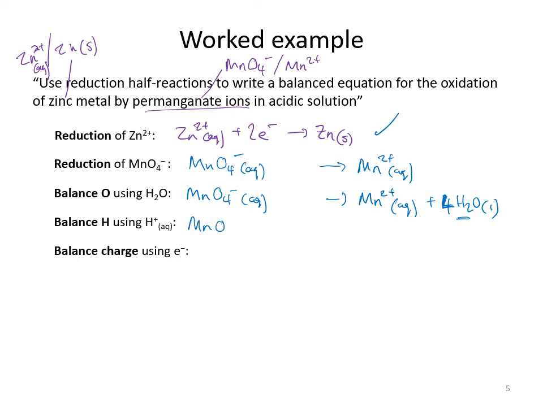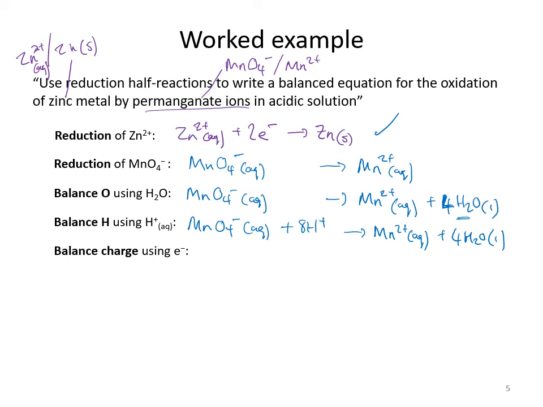Now we've obviously got 8 hydrogens on that side that are not on the left hand side, so we're going to have to put those in. So that's MnO4- aq plus 8H+ goes to Mn2+ plus 4H2O liquid, right? And finally, we've got charge on the left hand side and we've got charge on the right. On the left hand side we've got 8 plus minus 1, so that's 7 plus on the left, and we've got 2 plus on the right.